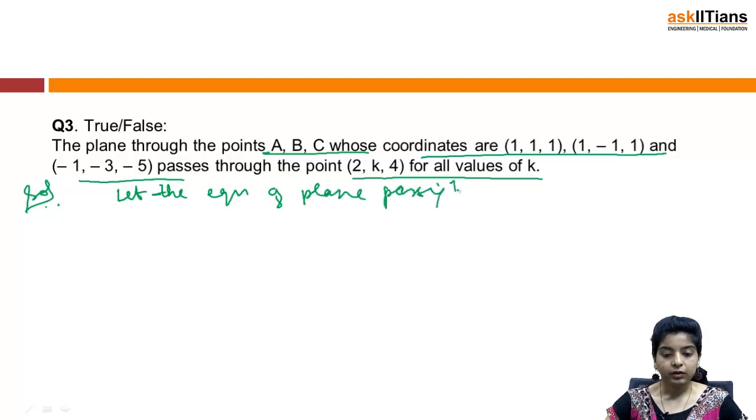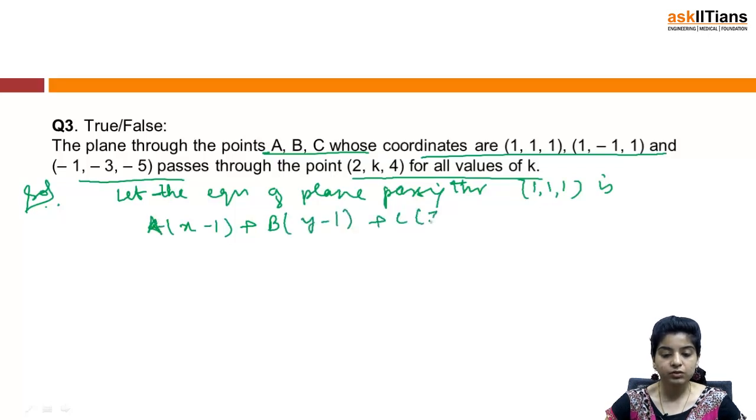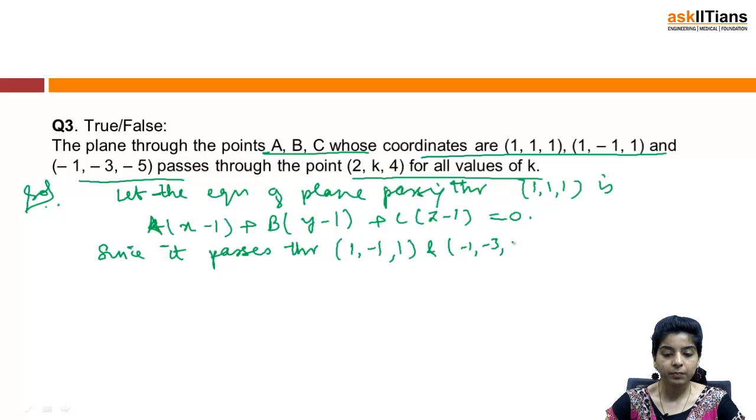Passing through (1, 1, 1), the equation would be a(x - 1) + b(y - 1) + c(z - 1) = 0. I assume this. Then, utilizing the same condition, it passes through (1, -1, 1) and (-1, -3, -5).